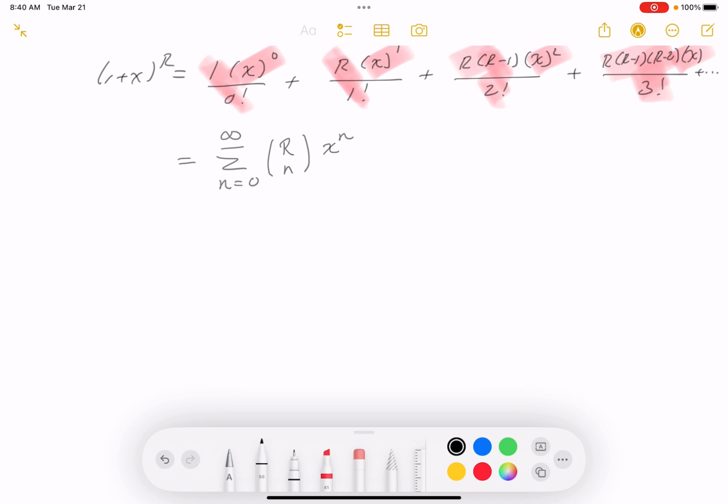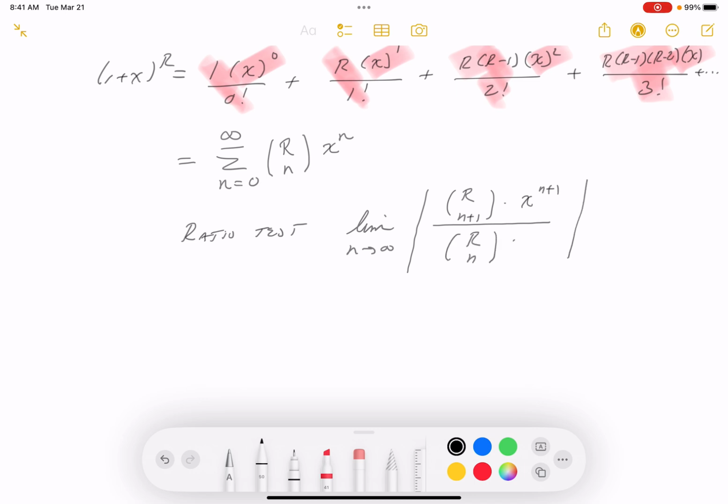I guess we should do the ratio test on it. All right, let's write this down. So limit as n goes to infinity of the absolute value. Let's see, it's going to be r choose n plus 1 times x to the n plus 1, over r choose n times x to the nth power.